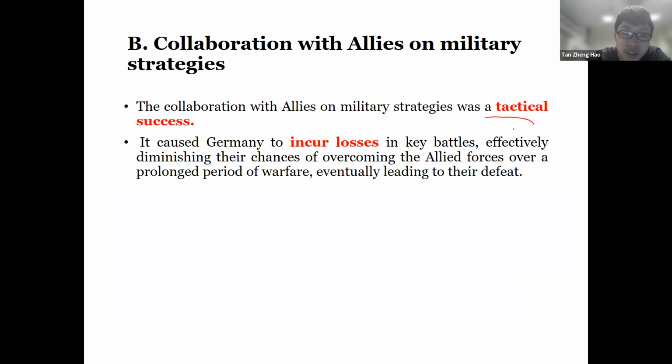It created a lot of tactical success. So how does it help? It helped to increase German losses and reduce their chance of overcoming the Allied force. After a long period of warfare, it will eventually lead to their defeat.